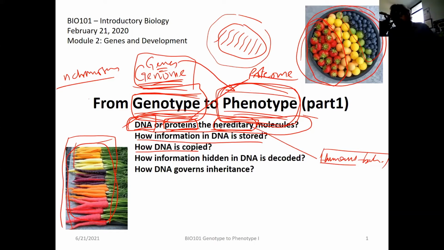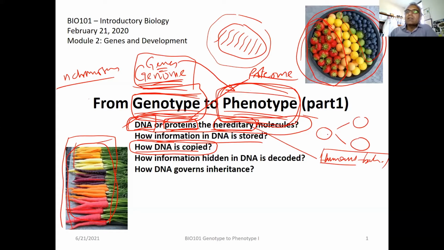Because to grow and to reproduce, it's very important that an individual cell divides, and when a cell divides, it has to divide its genome as well. Let's say you are a single cell. This cell divides into two cells. So all the DNA which was present here will undergo replication and then be passed on to daughter cells. How this hidden information is decoded, and how all this governs inheritance, this is what we are going to learn today.